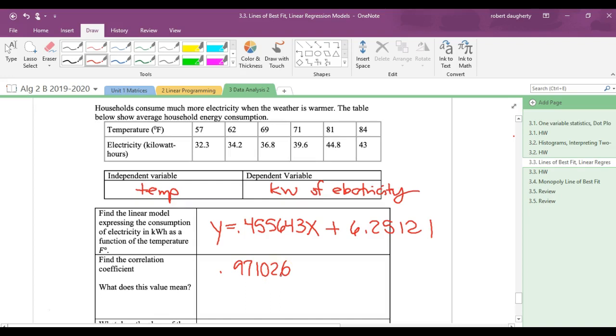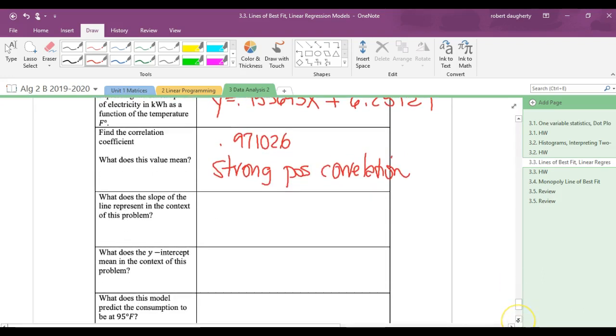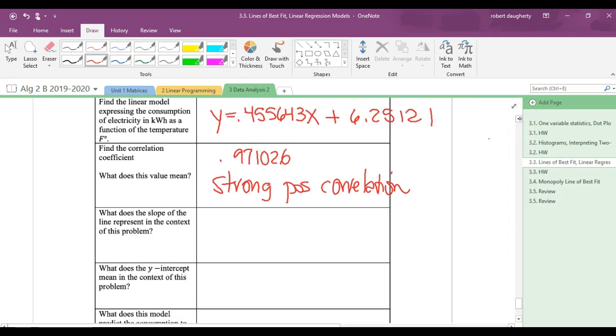Yeah, it's a very strong, what kind of correlation? Yeah, strong positive correlation. So it's very good to model this with a linear model. Okay. Then you've got to be prepared for the ability for me to ask you questions on this model. So what does the slope of this line represent in the context of this model? Okay, so first of all, you got to be able to look and say, what is the slope of that line?